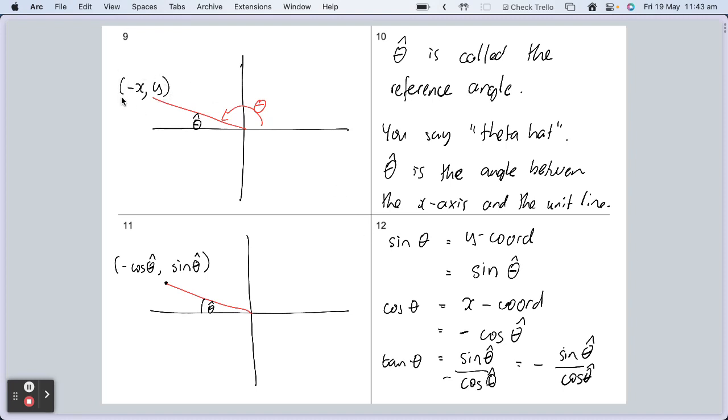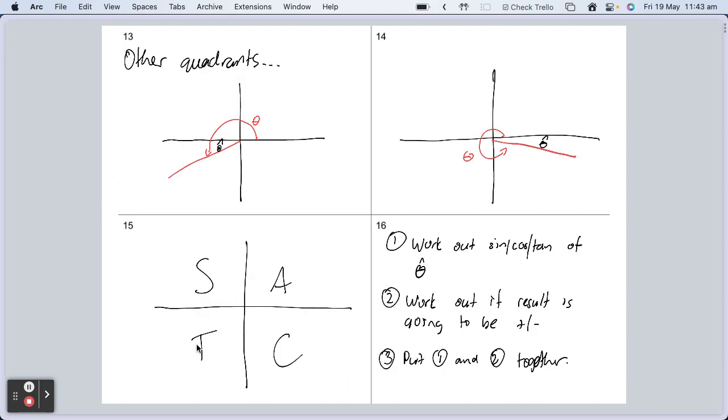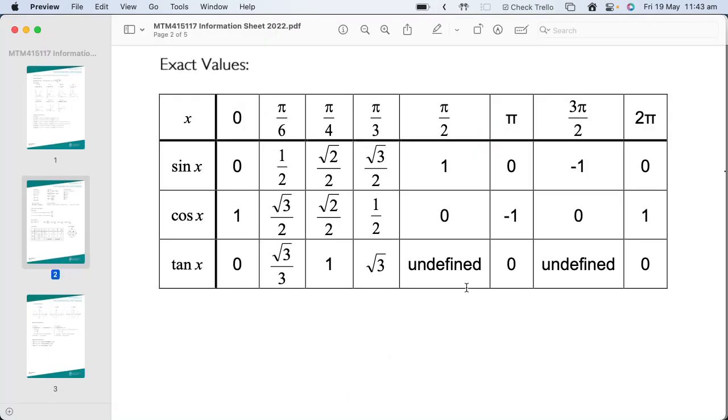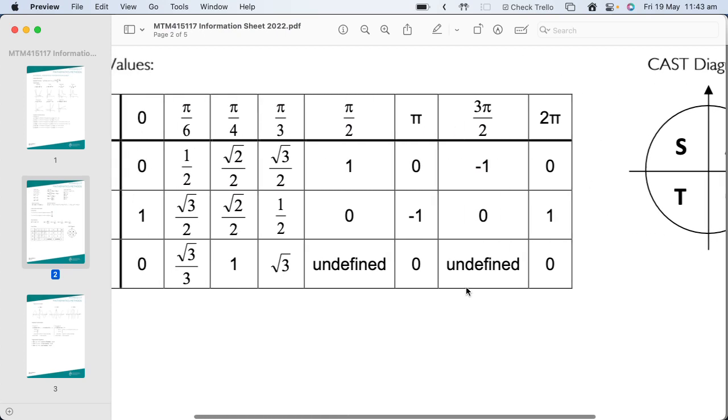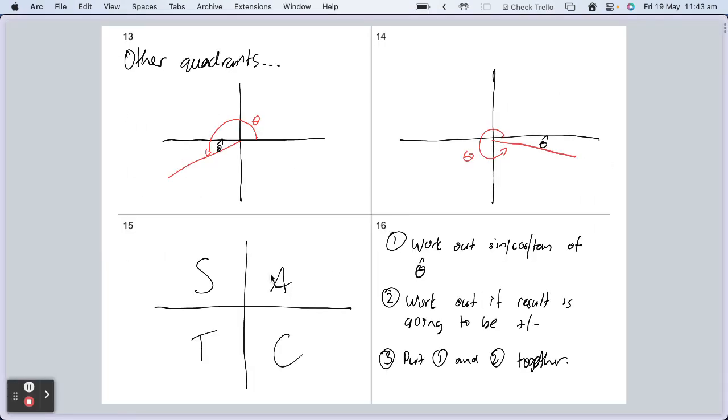Importantly, though, we tend to forget the xy coordinate system, and we tend to use the CAST diagram. Can't remember whether it's on the next page or not. Yeah, we tend to use this diagram as well, which is on your formula sheet. All Students Take Care, South Australian Technical College, however you want to do it. And we just tend to remember sine is positive here, tan is positive here, cosine is positive here, and everything is positive in the first quadrant.